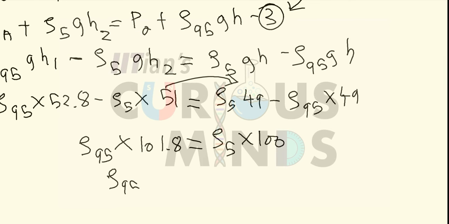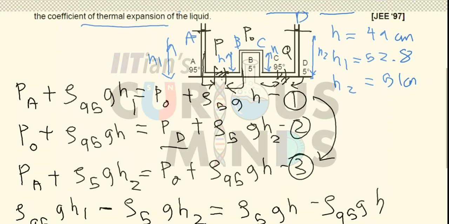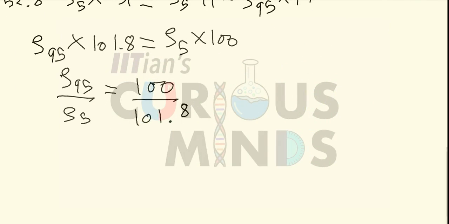So the density at 95 divided by density at 5 degrees Celsius will be equal to 100 divided by 101.8. We have to find out the value of the coefficient of the thermal expansion of the liquid, that is, the value of gamma. If I substitute the density at certain temperature, it will be equal to density at 0 degrees Celsius into 1 plus gamma delta T, which we will use in order to find out the value of gamma.